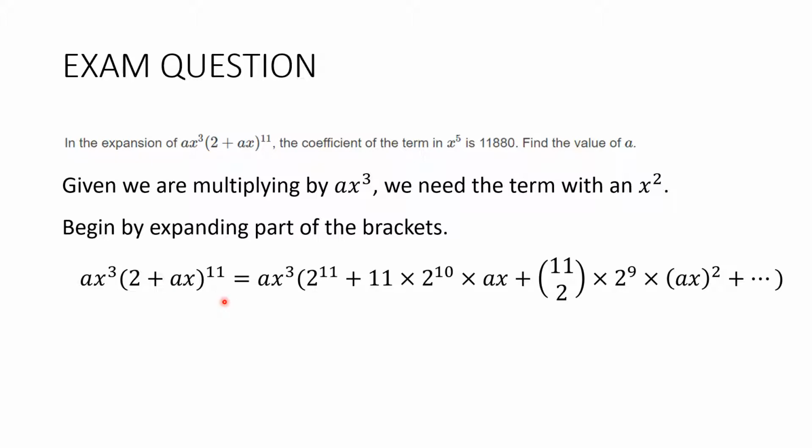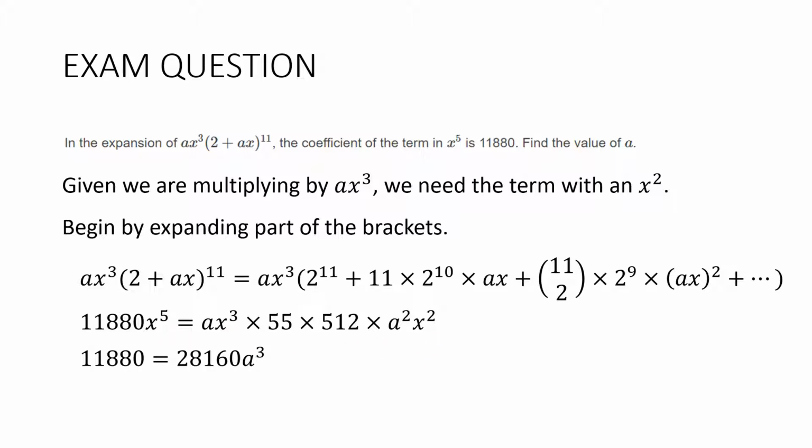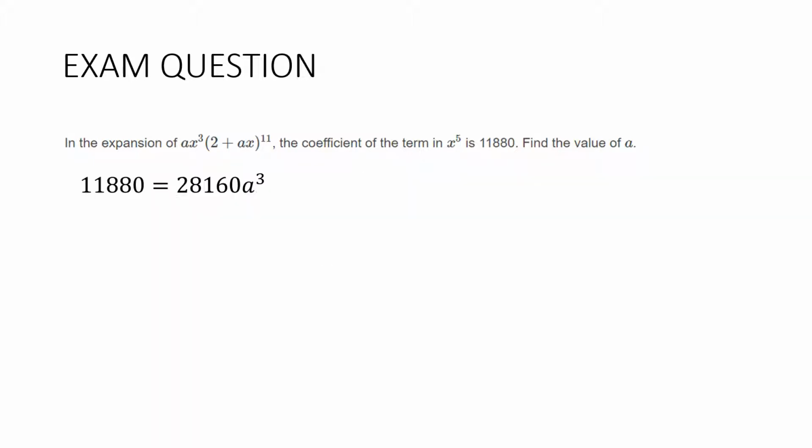So here's my question, then ax cubed, there's the first term, here's the second term, here's the third term, 11c2 times 2 to the power of 9 times (ax) all squared. Alright, let's grab this bit times that and put it equal to 11,880 x to the power of 5. Alright, I've got an x to the power of 5 here. I'm going to drop those from both sides and tidy it up. And now we need to solve for a. So divide both sides by 28,160 and then do the cube root and we get a is equal to 3/4.